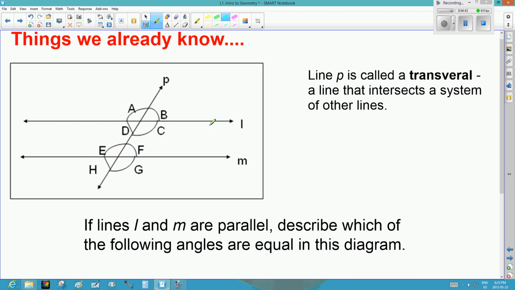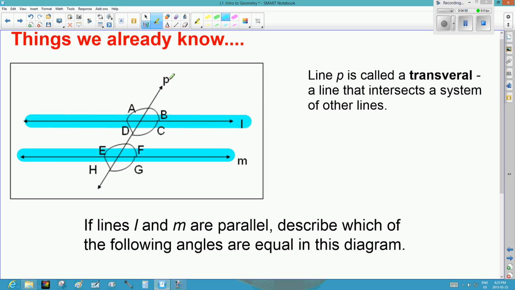If you have two parallel lines, and in this case we have parallel line L and parallel line M, and then this line right here that goes between these two and intersects both of them is called a transversal. So this is a line that intersects a system of other lines. Our system is lines L and M, and P is the transversal, the line that intersects that system.